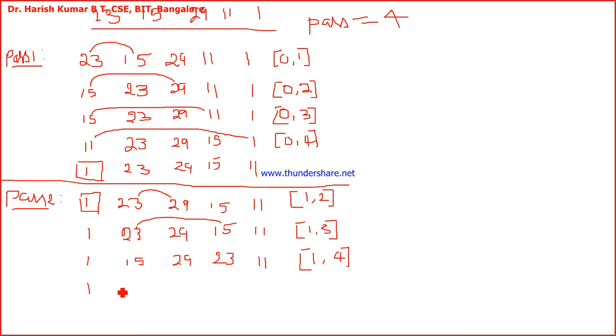So 15 and 11 is what we are comparing now. So 11 is lesser than 15. 11 takes the position of 15. So 29, 23 and then 15. Now we are done with pass 2. So at the end of pass 2, what you can now notice is the smaller two elements have taken their proper positions. Okay.